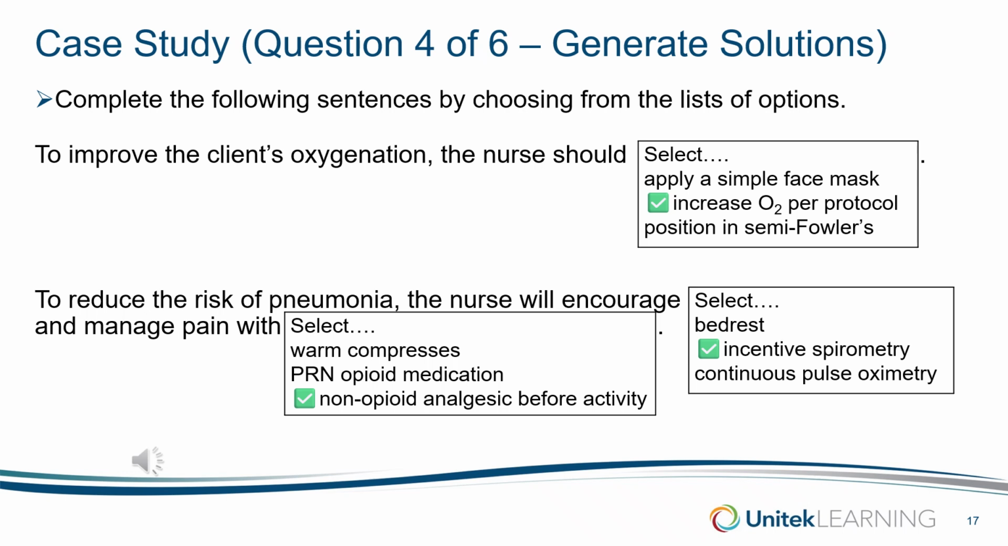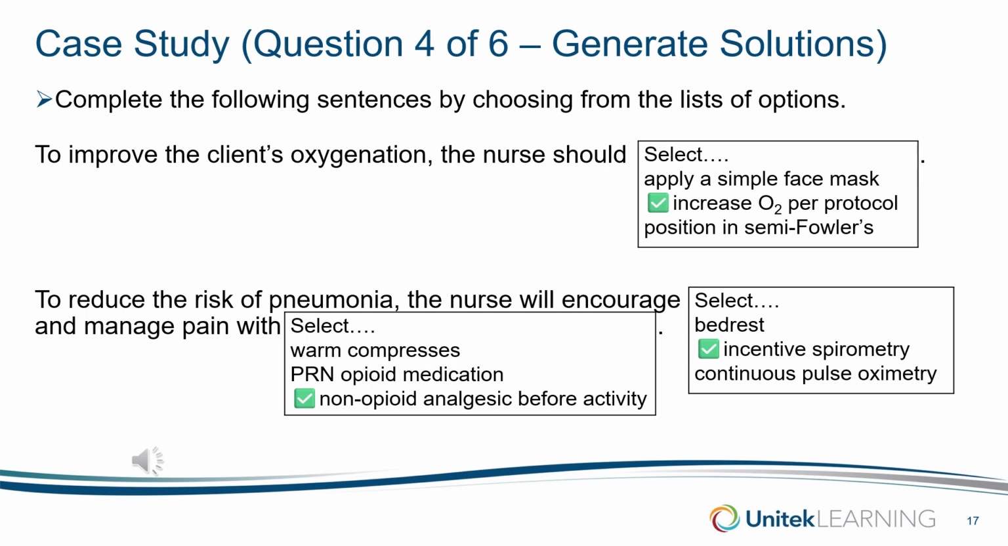The second part, managing pain, we have options of warm compresses, PRN opioid medication, or a non-opioid analgesic before activity. To manage pain and to help improve mobility in our client, which will ultimately help with movement of respiratory secretions, giving a non-opioid analgesic before activity is most appropriate.